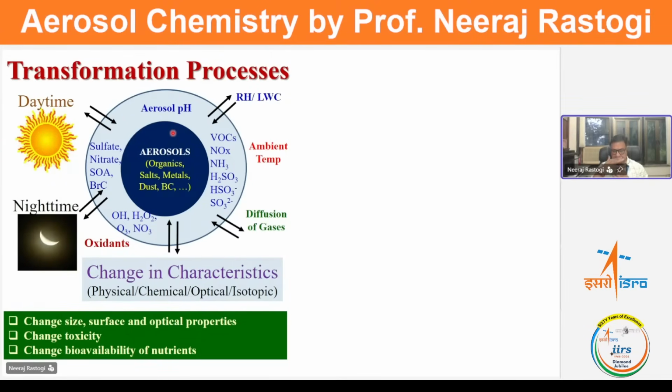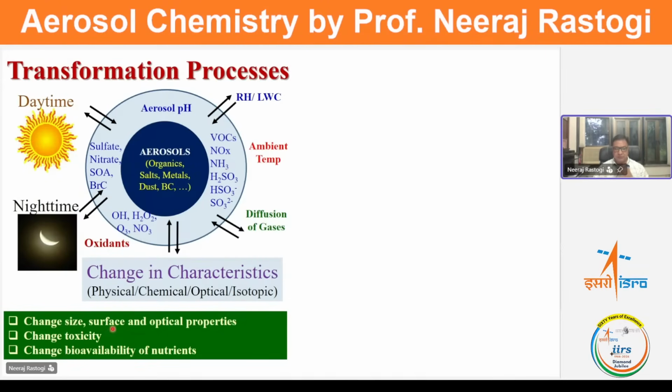So now, as I was talking about the transformation processes changing, if you again recall, these are the processes which are making ant into moon. Because of this, there is a change in characteristics like physical, chemical, optical, and isotopic characteristics. What does that mean? There is a change in size. You have some small size, now you are coating the surface, so you are increasing the size.